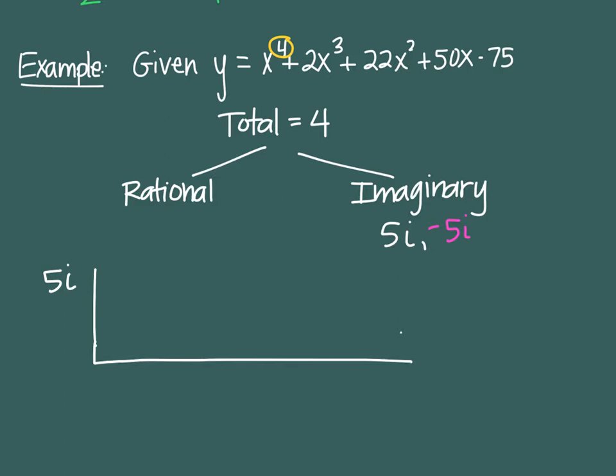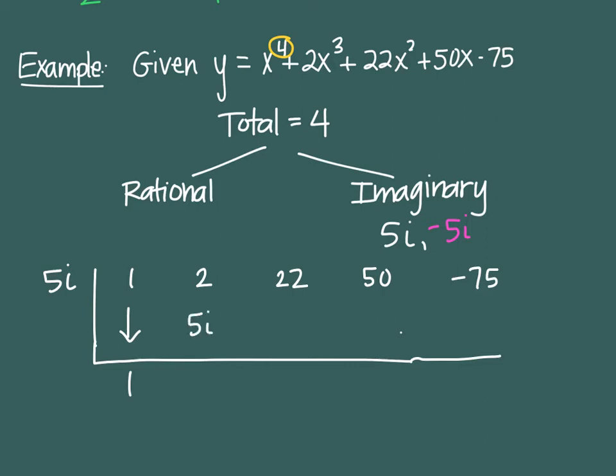So let's set up our synthetic division. That'll be 1 and 2 and 22. You need a little bit more space, so space it out just a little bit for yourself. 50 and negative 75. And we're going to just do synthetic division, same. Drop down the 1, and then we're going to go from there. So the rule is take the 5i, multiply it by the 1, and carry the 5i.